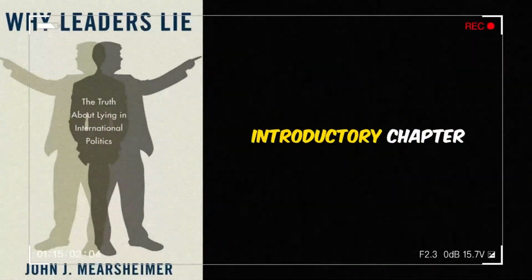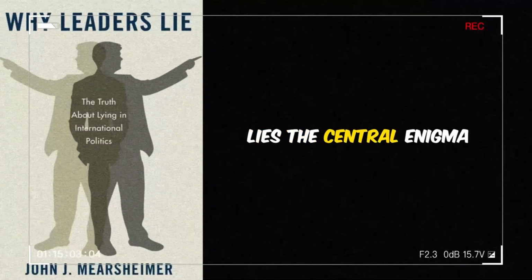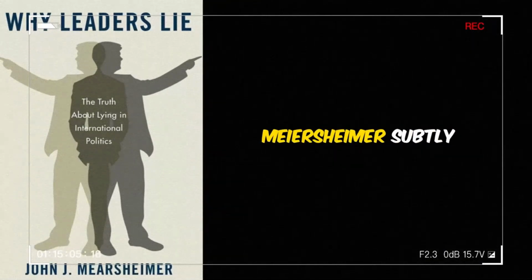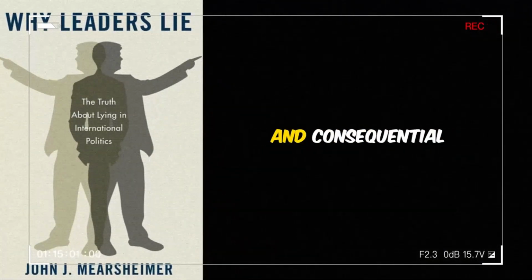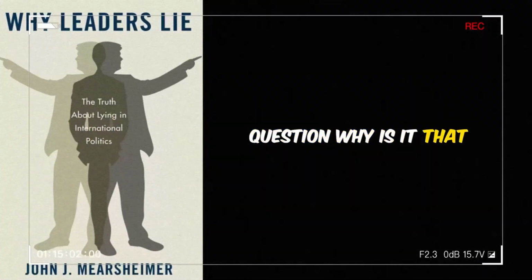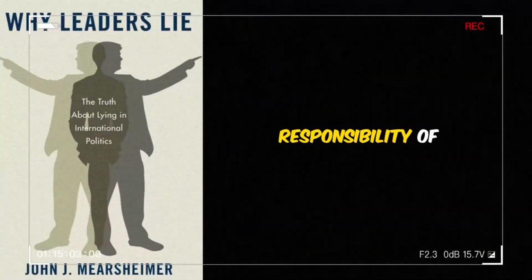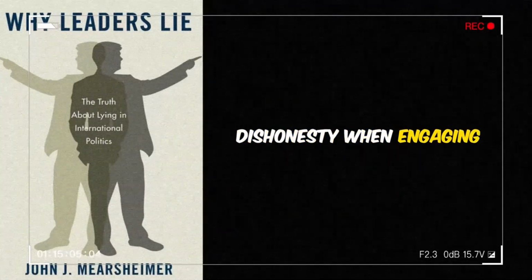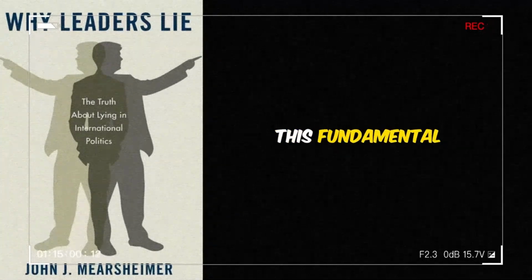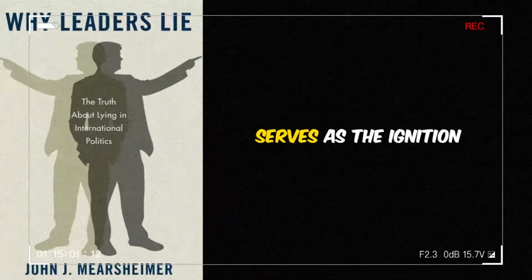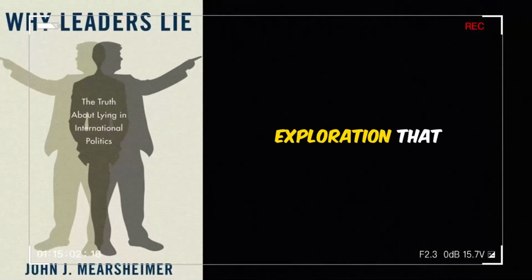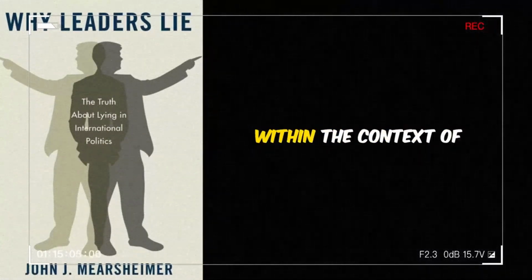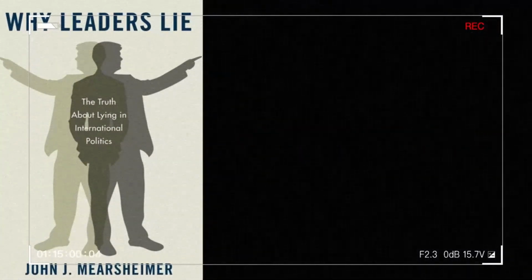At the heart of this introductory chapter lies the central enigma that will persistently occupy the reader's thoughts throughout the book. Mearsheimer subtly alludes to a compelling and consequential question. Why is it that leaders entrusted with the paramount responsibility of safeguarding their nation's interests occasionally resort to dishonesty when engaging with other nations? This fundamental inquiry, poised at the outset, serves as the ignition for an extensive exploration that encompasses the ethical, strategic, and practical dimensions of lying within the context of international relations.